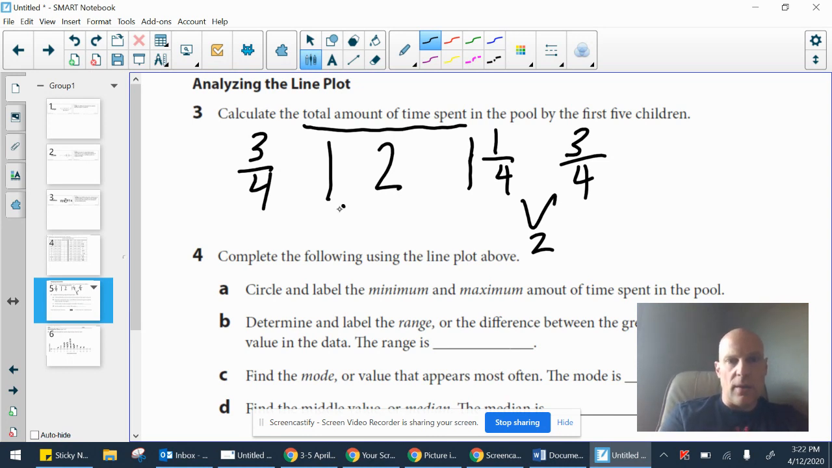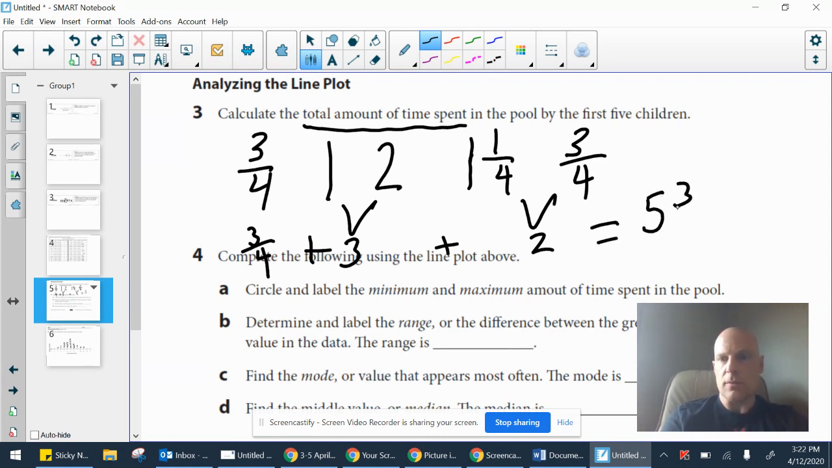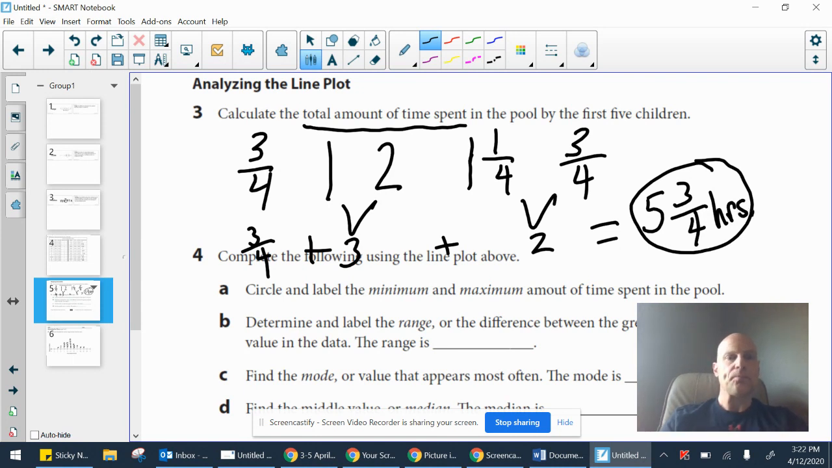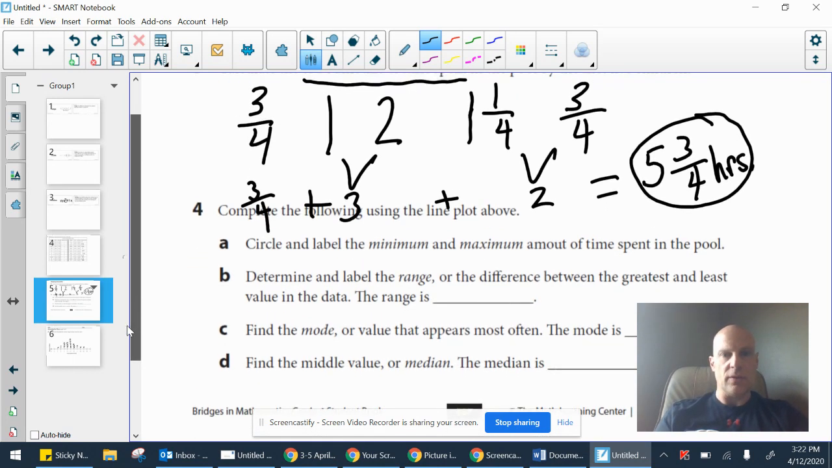Then these 2 go together nicely also to make 3. And then I have my 3/4. So it would be 3/4 over these words here, plus 3 plus 2 would equal 5 3/4. So the total amount of time spent in the pool by the first 5 children would be 5 3/4. And I believe that was hours, wasn't it? I'm going to abbreviate hours. There we go. Okay.